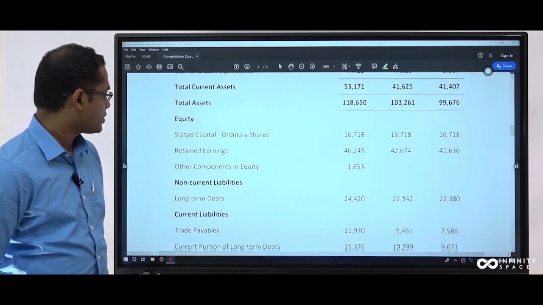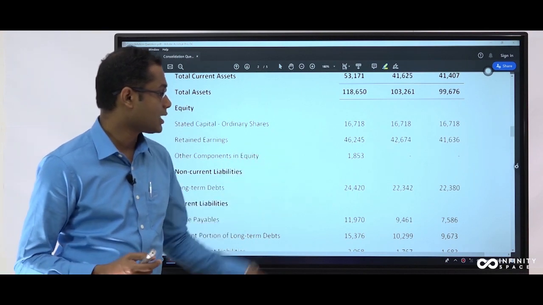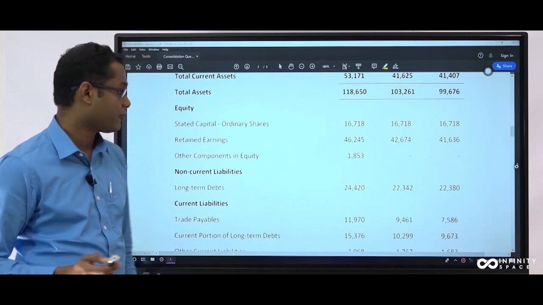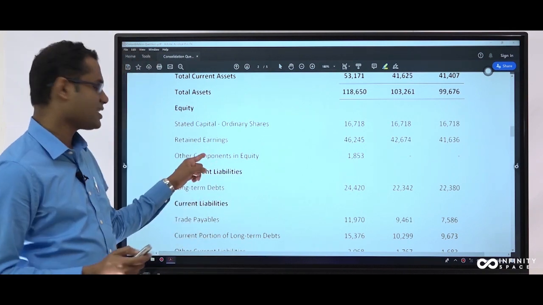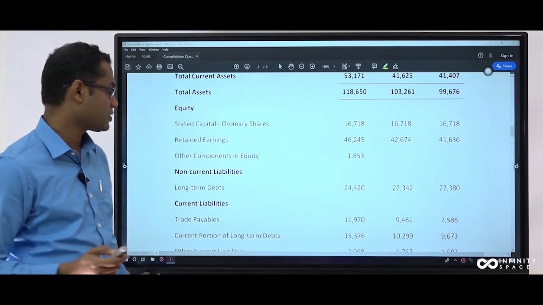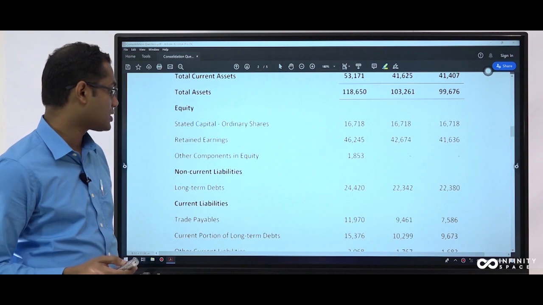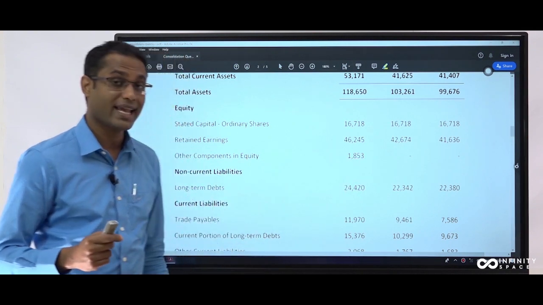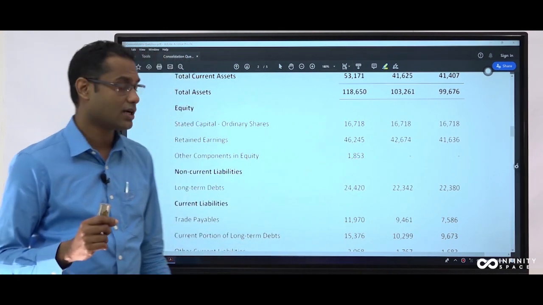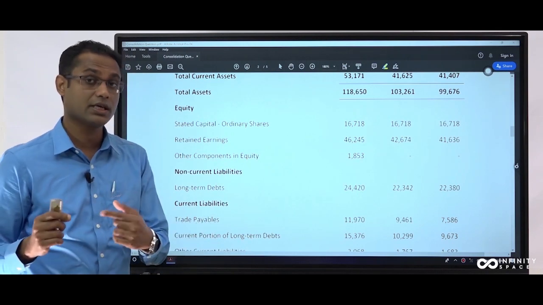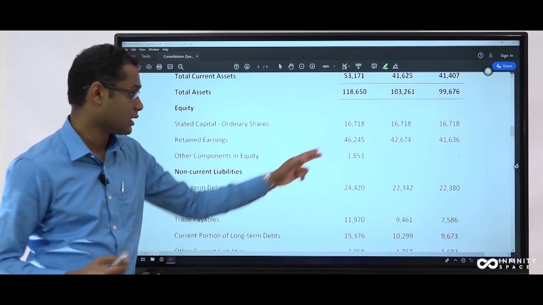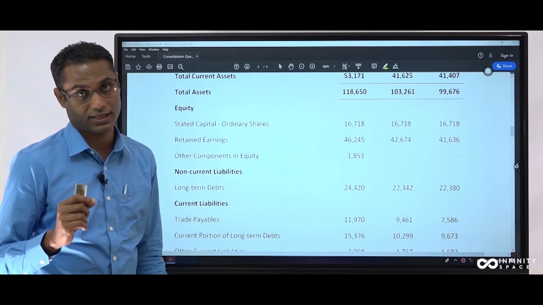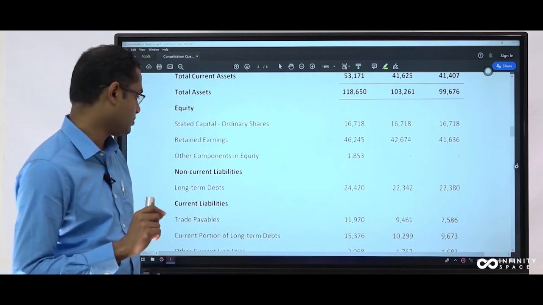Moving to the equity section. The stated capital, that is ordinary shares, 16,718, retained earnings 46,245. Then other components of equity. In the question it was mentioned as other reserves, but the correct name is other components of equity. I have mentioned that as other components of equity, and the figure given here in the question is 853, but I made it 1,853 to make the figures more meaningful. Once we discuss the answer, I will explain what adjustment is required for the other components of equity. So I have taken it as 1,853 instead of the 853 given in the question.